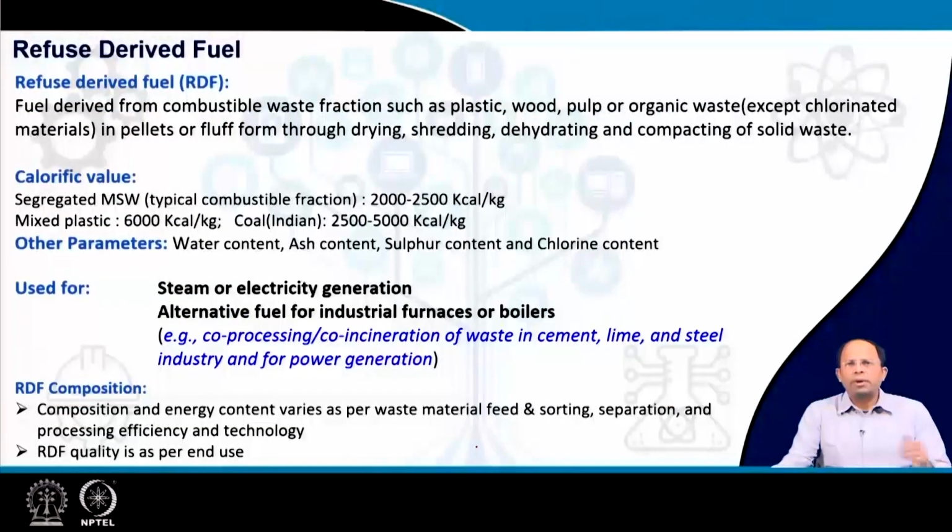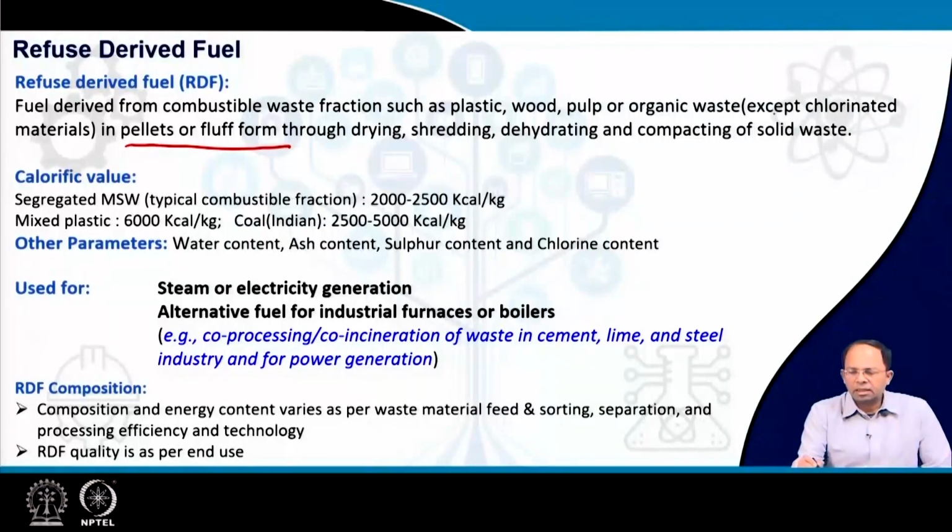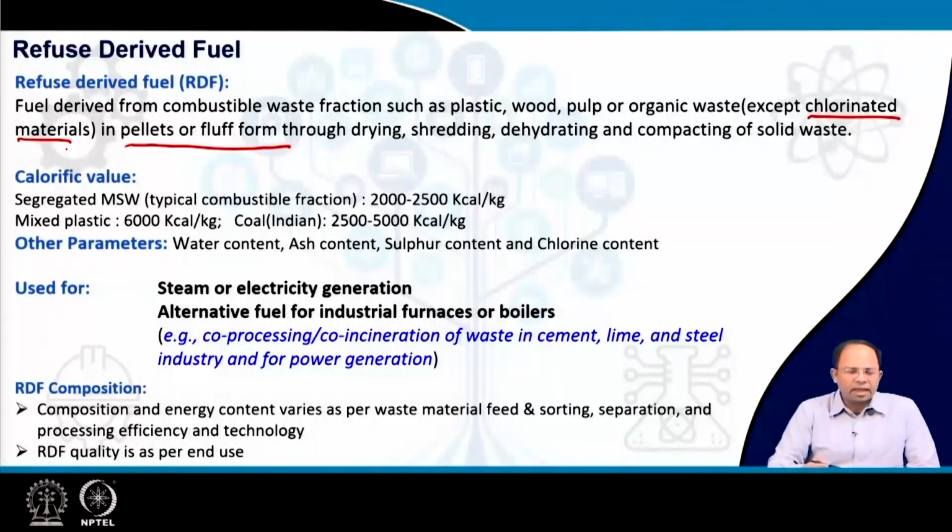Now, refuse derived fuel, we have already discussed the basic concept, what it is, and to define it further, it's the fuel derived from combustible waste fractions such as plastic, wood, pulp, or organic waste in pellets or fluff form. This is important, through drying, shredding, dehydrating, and compacting of solid waste. We have to be careful that we should not take chlorinated materials because that will create problems. Other than that, anything which can be burned after recycling, after composting, whatever material is left, we can use for refuse derived fuel.